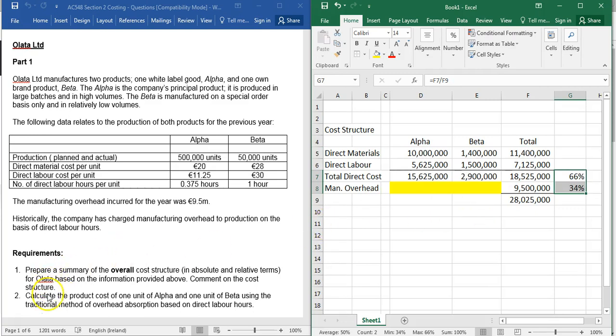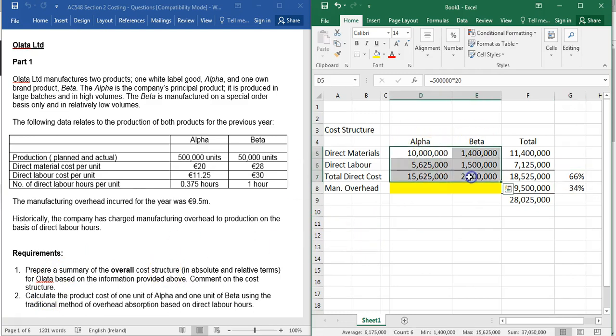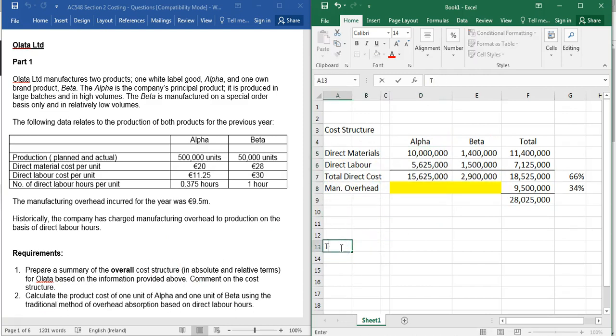The second question then is getting the crux of, well, what's the cost per unit? And remember, we have a lot of this work done already. We know the direct cost for each of alpha and beta. So the total, what we call the direct cost per unit.